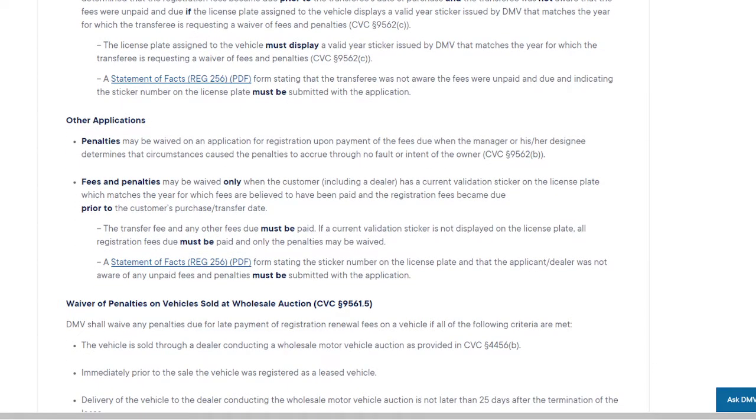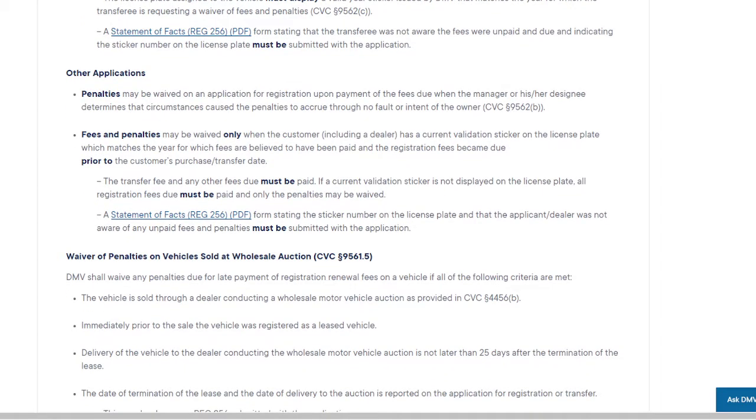Waiver of penalties on vehicles sold at wholesale auction. DMV shall waive any penalties for late payment of registration renewal fees on a vehicle if all the following criteria are met. The vehicle is sold through a dealer conducting a wholesale motor vehicle auction as provided in CVC 4456.